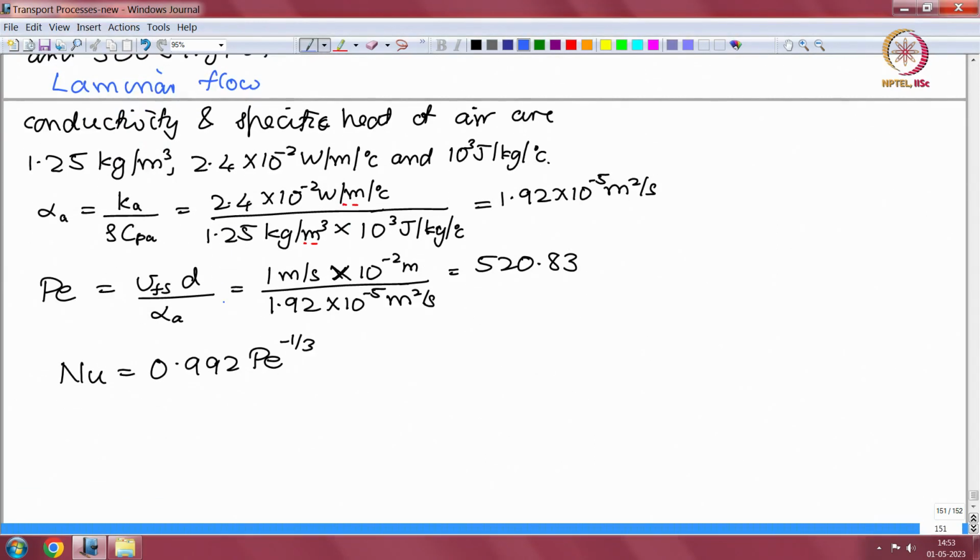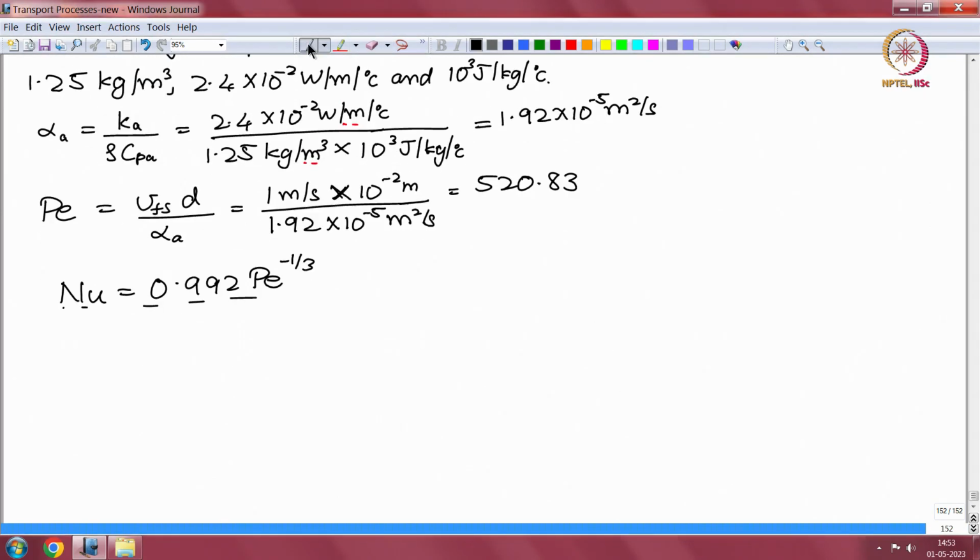We had calculated the thermal diffusivity of air, K by rho Cp, 1.92 into 10 power minus 5 meter square per second. Peclet number was large. So, we decided that we will use this correlation for high Peclet number. How do we calculate the temperature decrease?